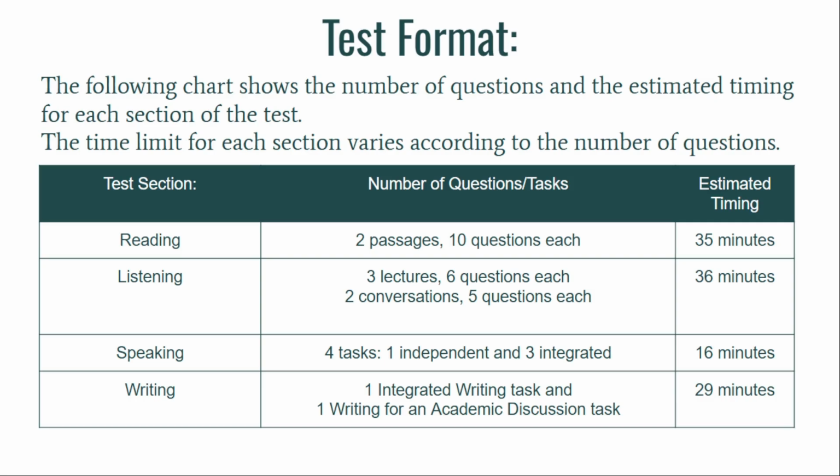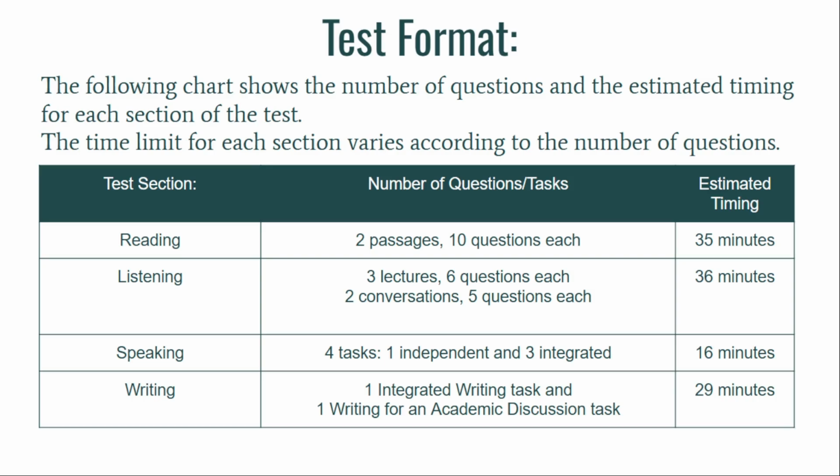Overall, for these tasks, for the first task, you have to write around 150 to 225 words, but just to be safe, try to write at least 250 words, I would say. And for your academic discussion task, you have to write minimum 100 words, but I would say try to write at least 120 to 150 words.